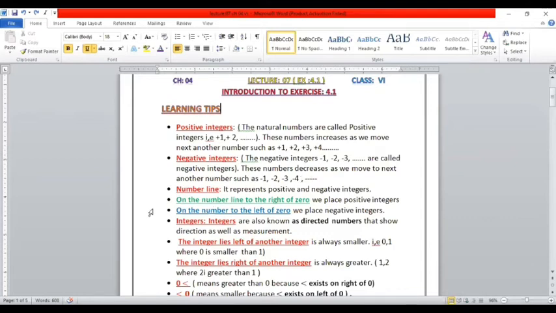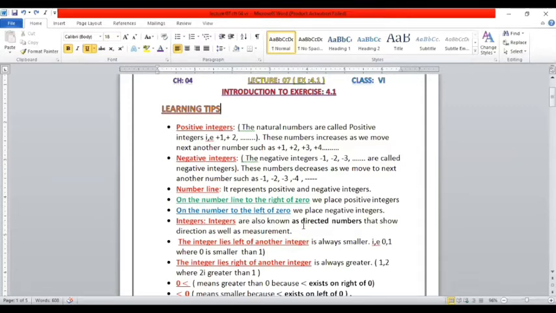In the same way, now the third topic that we have to discuss in today's lecture is the number line. It represents the positive and negative integers. We also discussed the number line in the previous lecture. On the number line, we have two categories of numbers, positive integers and negative integers. Positive integers exist to the right of 0 and negative integers to the left of 0.